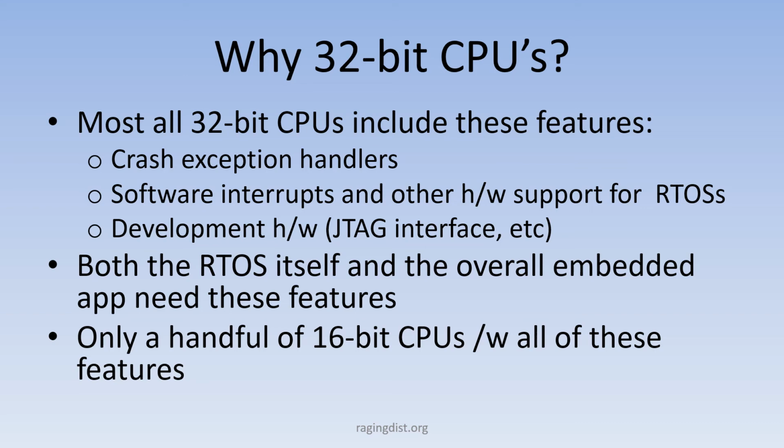So when you have a 16-bit CPU and a 32-bit CPU, that's a rule of thumb categorization of sizing of a processing core and the features that go along with it. You've got to call a CPU something. You've got to categorize it some way in terms of sophistication and capability. So a 32-bit CPU will always have, as far as I know, these three features, these three bullets. Crash exception handlers.